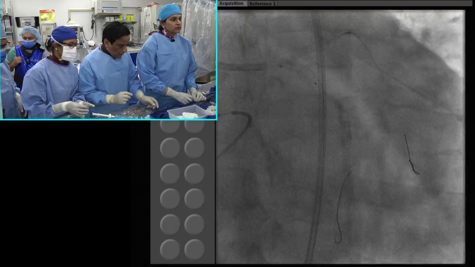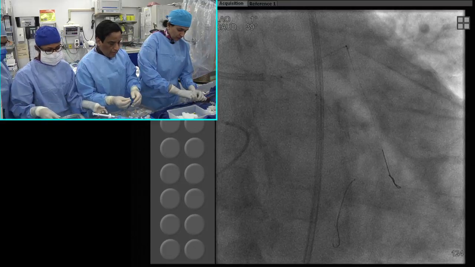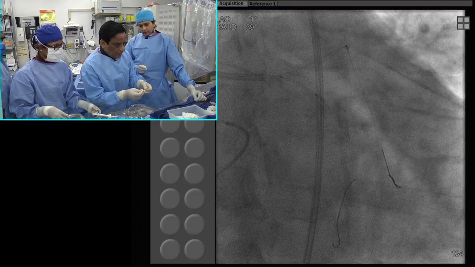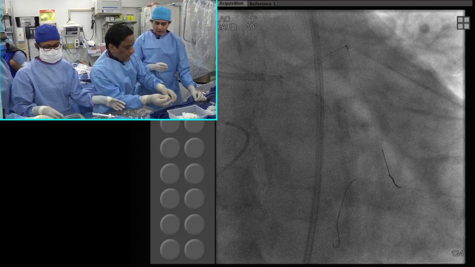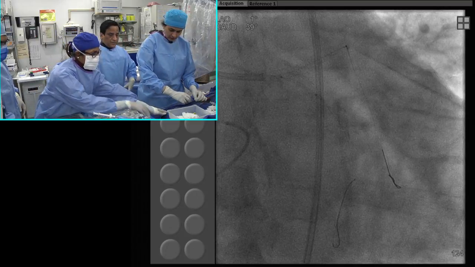But in this particular case, I think it will be reasonable to follow him, knowing that he is 80 years of age. If he is asymptomatic, we just follow him clinically, and routinely we do some kind of a stress test about 9 months later, whether pharmacological or exercise.